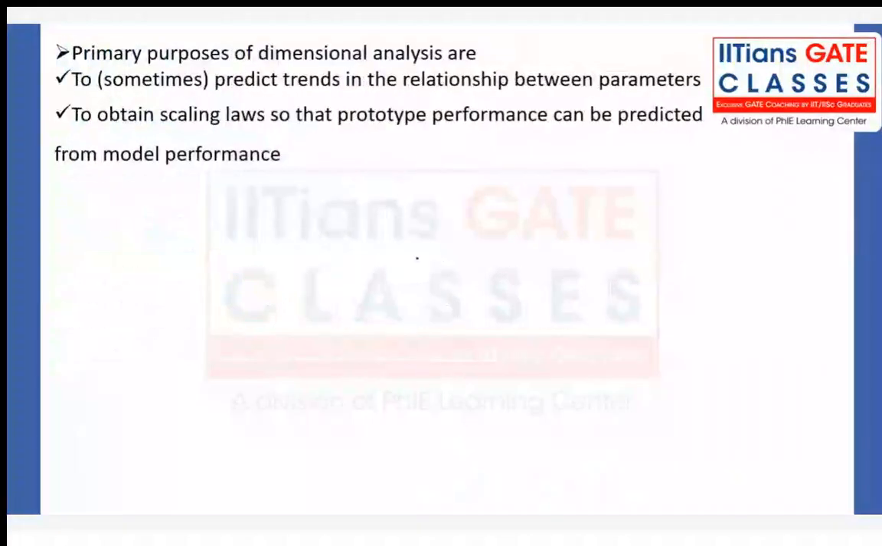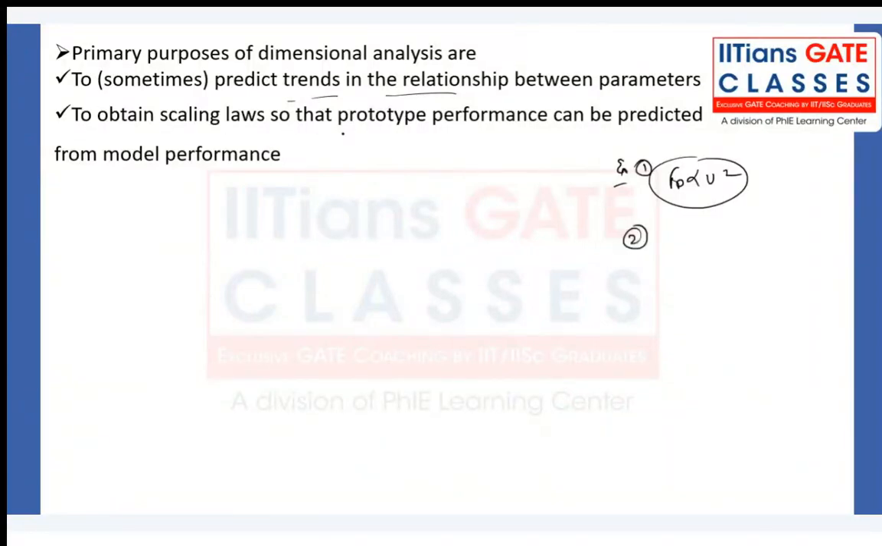So here, note down the primary purposes of dimensional analysis. First, to predict the trends in the relationship between parameters, like how the drag force is varying with respect to velocity. I'm just giving an example, it can be anything. Second, to obtain the scaling laws so that the prototype performance can be predicted from the model performance. I will discuss what all the scaling laws are.